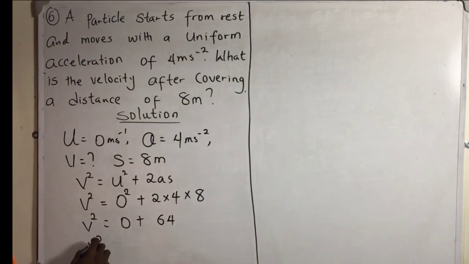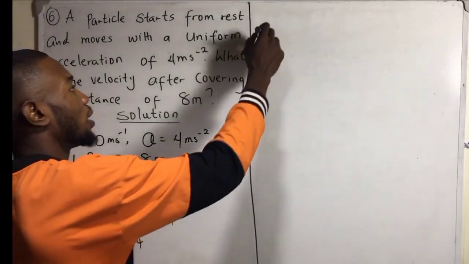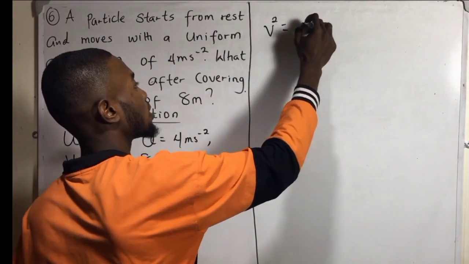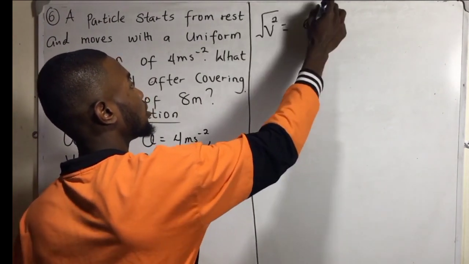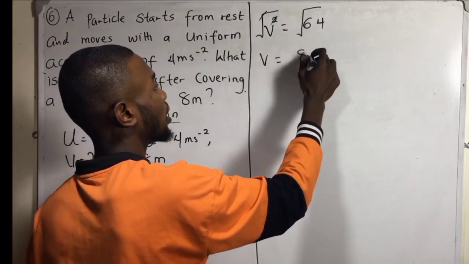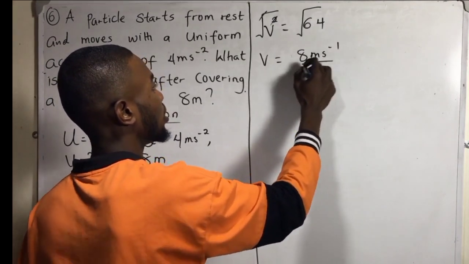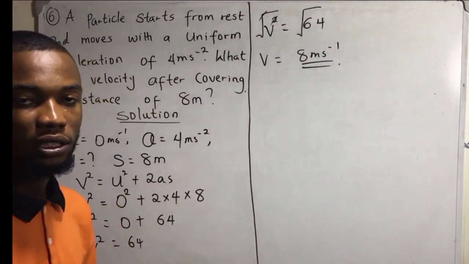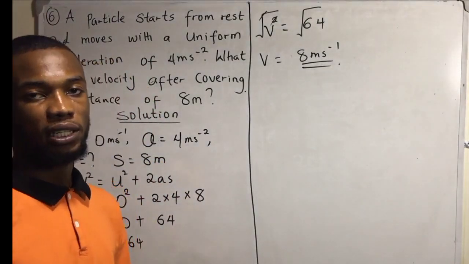Now we have v squared equal to 64. For us to find v, we need to take the square root of both sides. So we have v squared equal to 64, then we take the square root of both sides. This cancels this. So we have our velocity to be what? 8 meters per second. So our final velocity of the body is 8 meters per second.